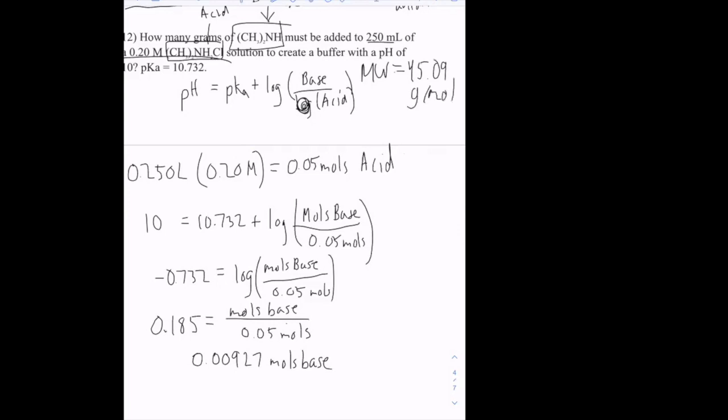So all I'm going to do then is convert this number of moles into grams. So we have times 45.09 grams over 1 mole. And you end up getting that this equals 0.418 grams. And there you go.